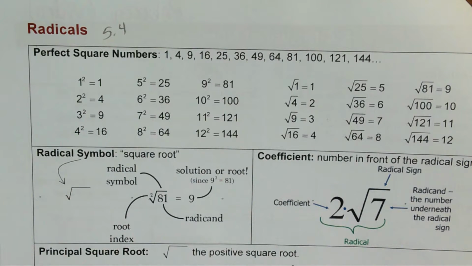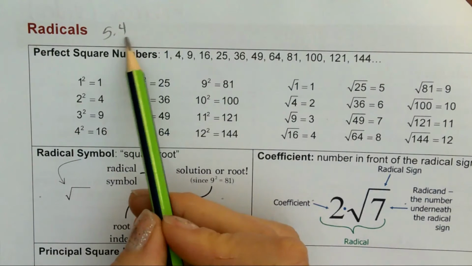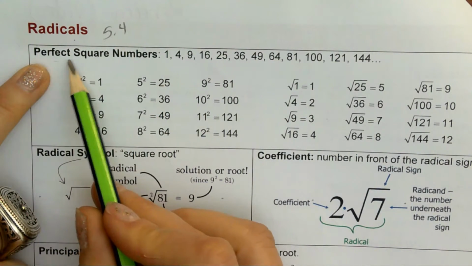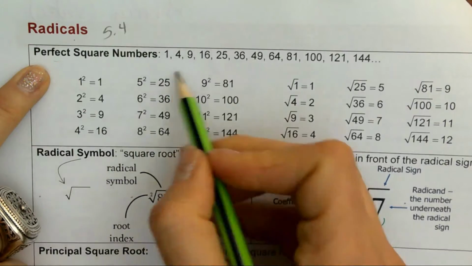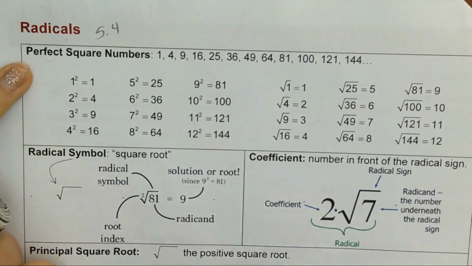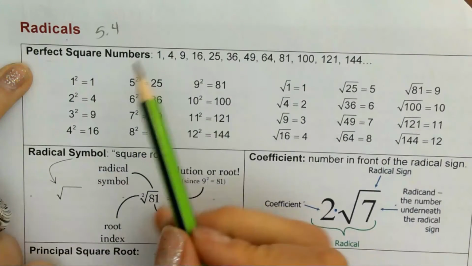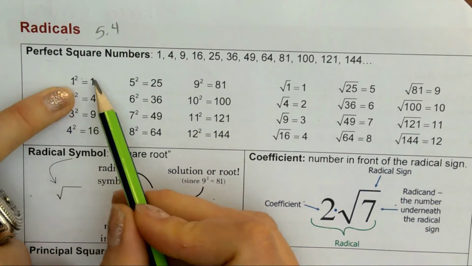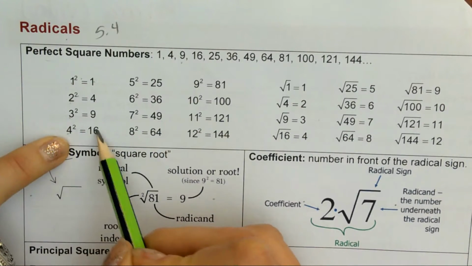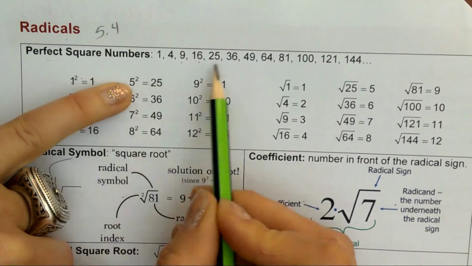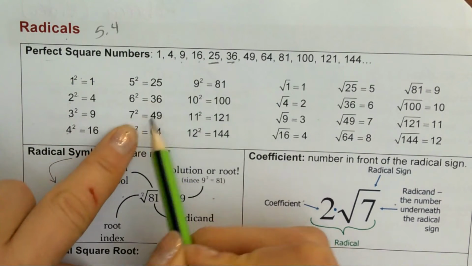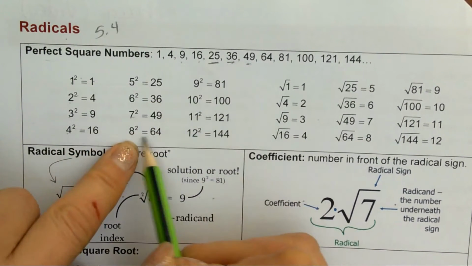Okay, so we're still in 5.4, we're doing radicals. So here we have perfect square numbers, and they're just a group of numbers that are nice. And how do we get these perfect square numbers? We just square it. So 1 squared is 1, 2 squared is 4, 3 squared is 9, 4 squared is 16, 5 squared is 25, 6 squared is 36, 7 squared is 49, 8 squared is 64.